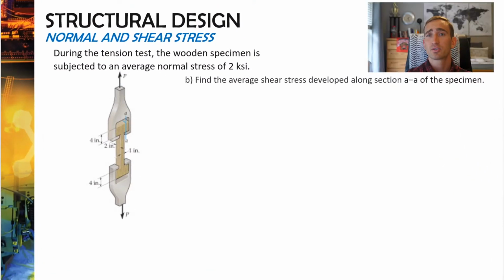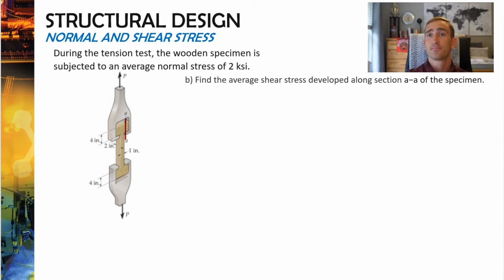The second part of this question now deals with shear stress, and it's going to ask us to calculate the shear stress developed along segment AA of our specimen. Segment AA is a little bit hard to see in this picture, so I'm going to show you with the highlighter, but it's more or less right here along that material. So let's jump to a handwritten solution and figure out how to calculate the shear stress in that piece of our testing specimen.